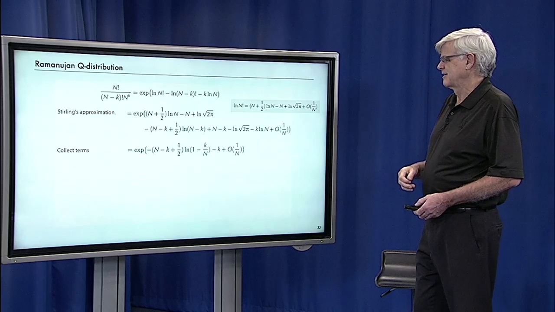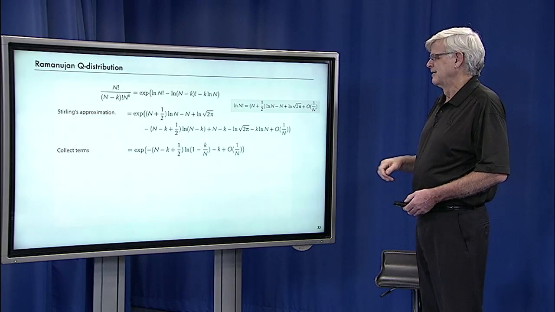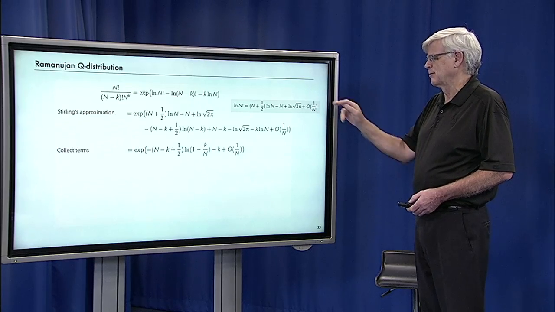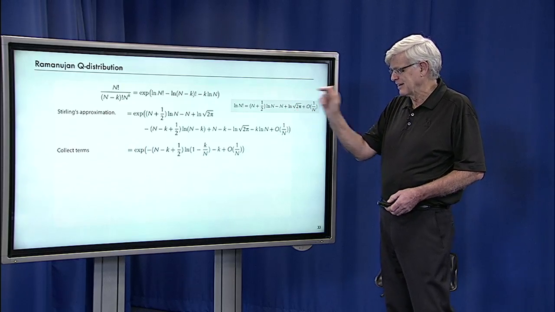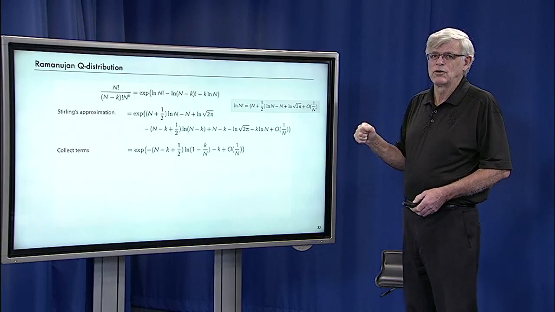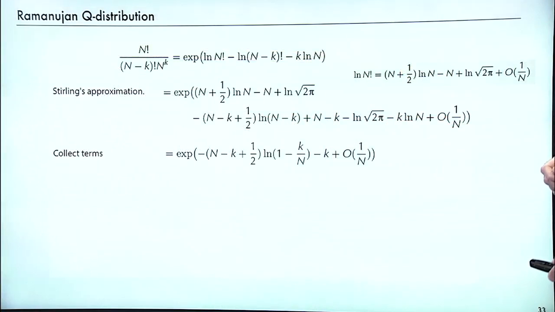E to the minus (n minus k plus 1/2) log of 1 minus k over n. You might want to check the math on that, but it's all simple algebra that leaves us with that. And the only technique used is log of n minus k equals log n plus log of 1 minus k over n. And we're down to just a few terms. So now we have to expand the log of 1 minus k over n.